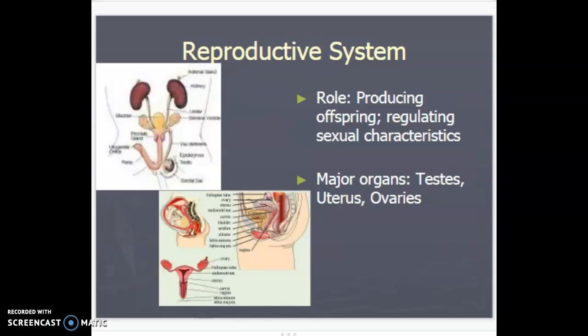Then you have the reproductive system, that the main role is to produce offspring, and there's hormones that will help regulate sexual characteristics. Some of the major organs would be testes, the uterus, and the ovaries.